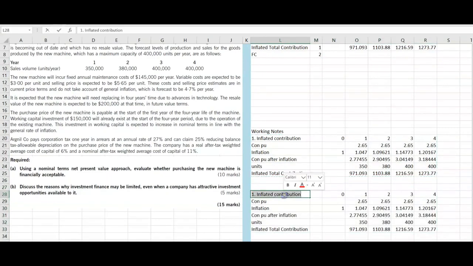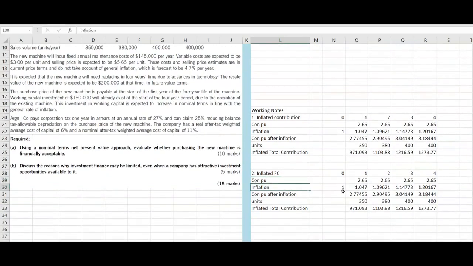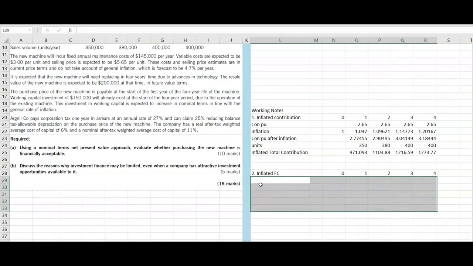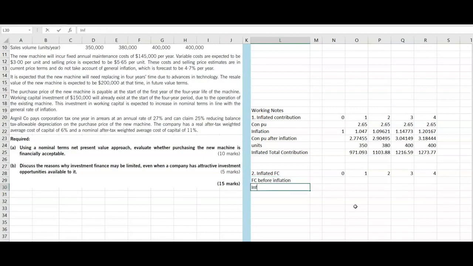So what we want is inflated fixed cost. It's working note number 2. We don't want these numbers. We'll just have the fixed cost before inflation, and we'll have the inflation, and we'll have the fixed cost after inflation.